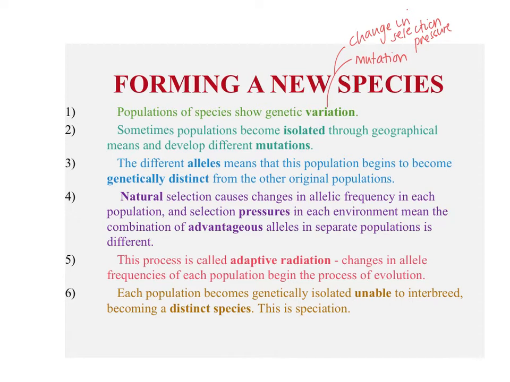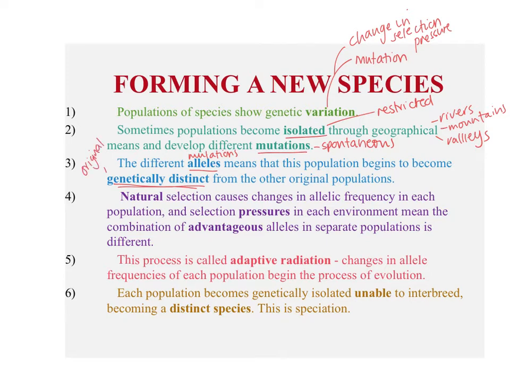Now sometimes populations will become isolated, so that means that they will become restricted in their movement through geographical means. So maybe things like rivers, mountains, or big caverns, things like valleys, for example. And they might develop different mutations. Again, this is just a spontaneous event. But sometimes, because of that difference in where they live, those different alleles, the mutations, become advantageous. Okay, they become a little bit more useful to that population. And then we start getting a genetic distinction. We start moving away from that original population genetically and instead start transitioning towards a new species.